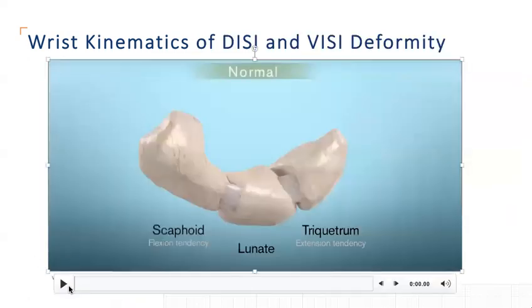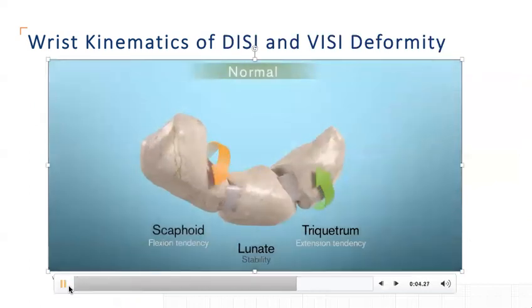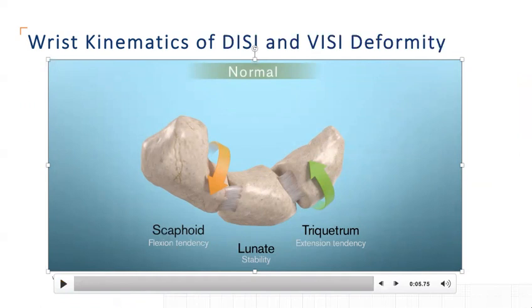And so here is just a nice description and visualization of what happens here. So when that force is applied, the scaphoid is going to flex and the triquetrum is going to extend, which is really the key to a lot of what happens with wrist kinematics.